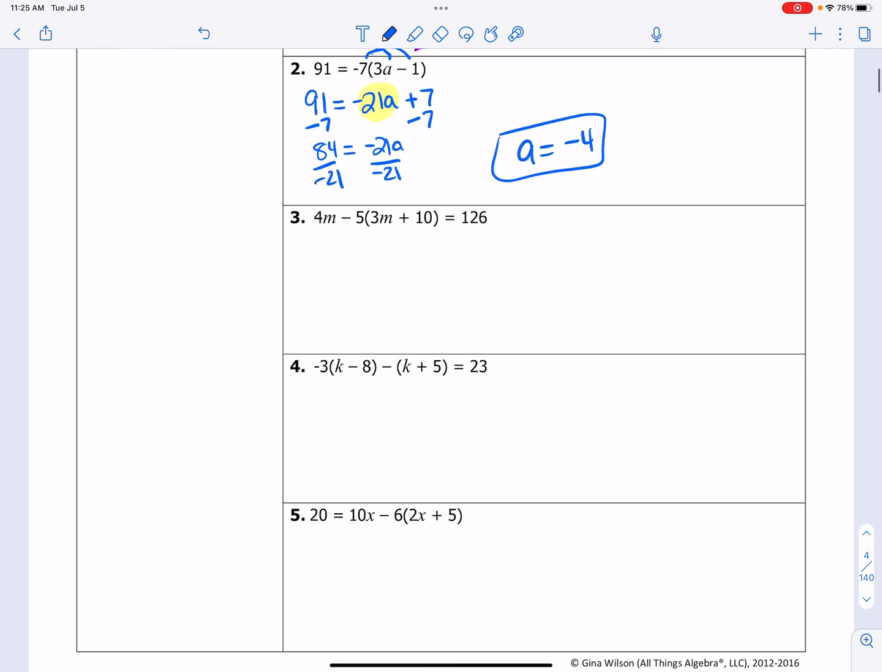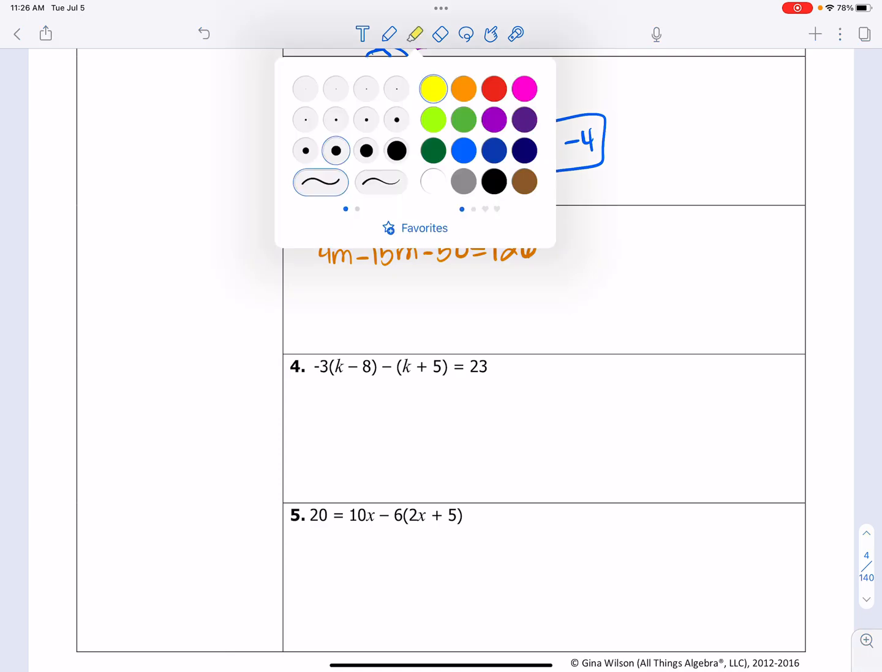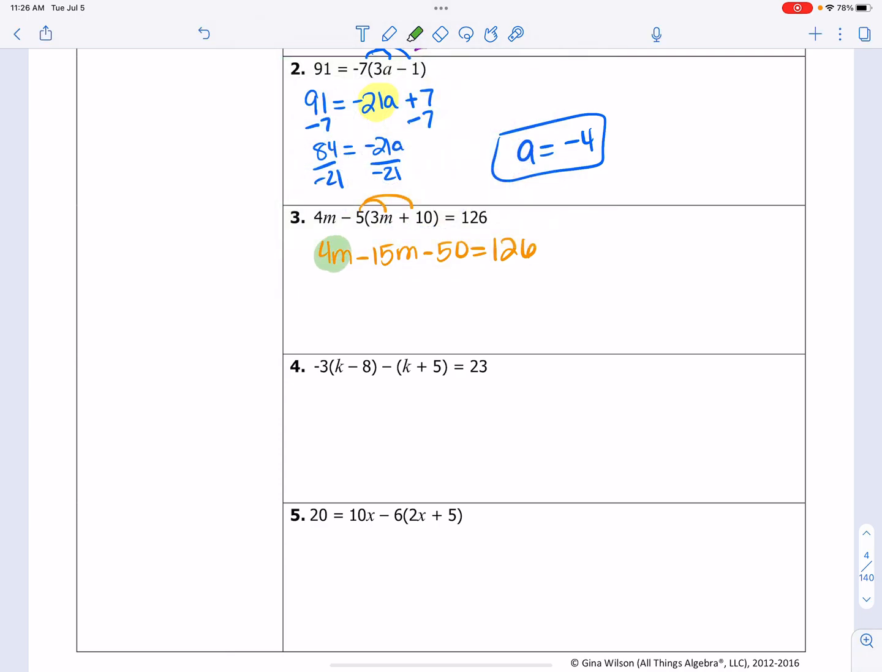So on 4, you're going to multiply in. You always do the parentheses first. So that's going to be 4m minus 15m minus 50 equals 126. Now, some kids will move things and do all kinds of other stuff. I'm just saying I would deal with this first. These are like terms. They're on the same side. So that gives you a negative 11m minus 50 equals 126.